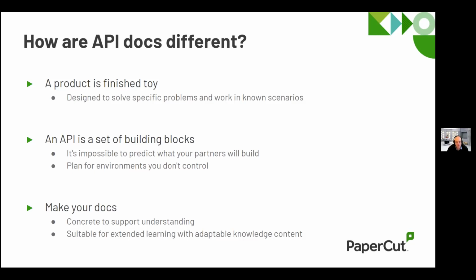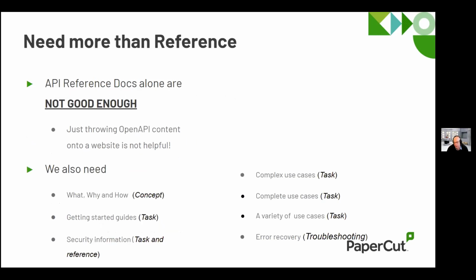So yeah, adaptable knowledge content. Going back to my earlier point, with your API documentation, a reference is not good enough. You need the normal concept, tasks, troubleshooting type sections that you're used to seeing, and that is where the work occurs. That's a significant amount of documentation effort in APIs. And you also need security information. Incidentally, that's worth making a special point of. API security is an important topic.